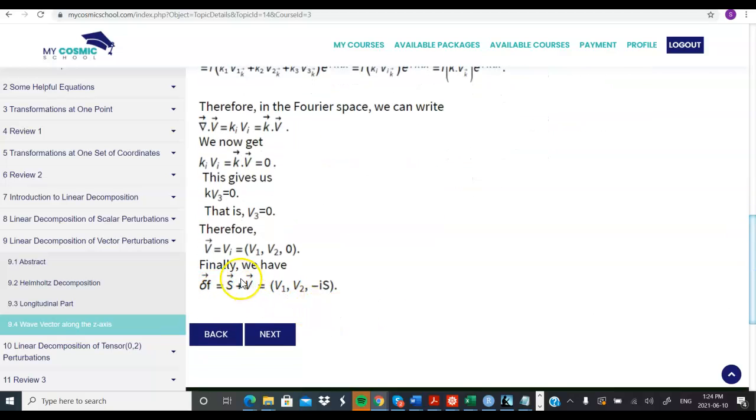So you see that for the vector perturbation, when you add the two, the transverse component is in the transverse plane, the xy plane, and the longitudinal component S is along the wave vector k, the z-axis.